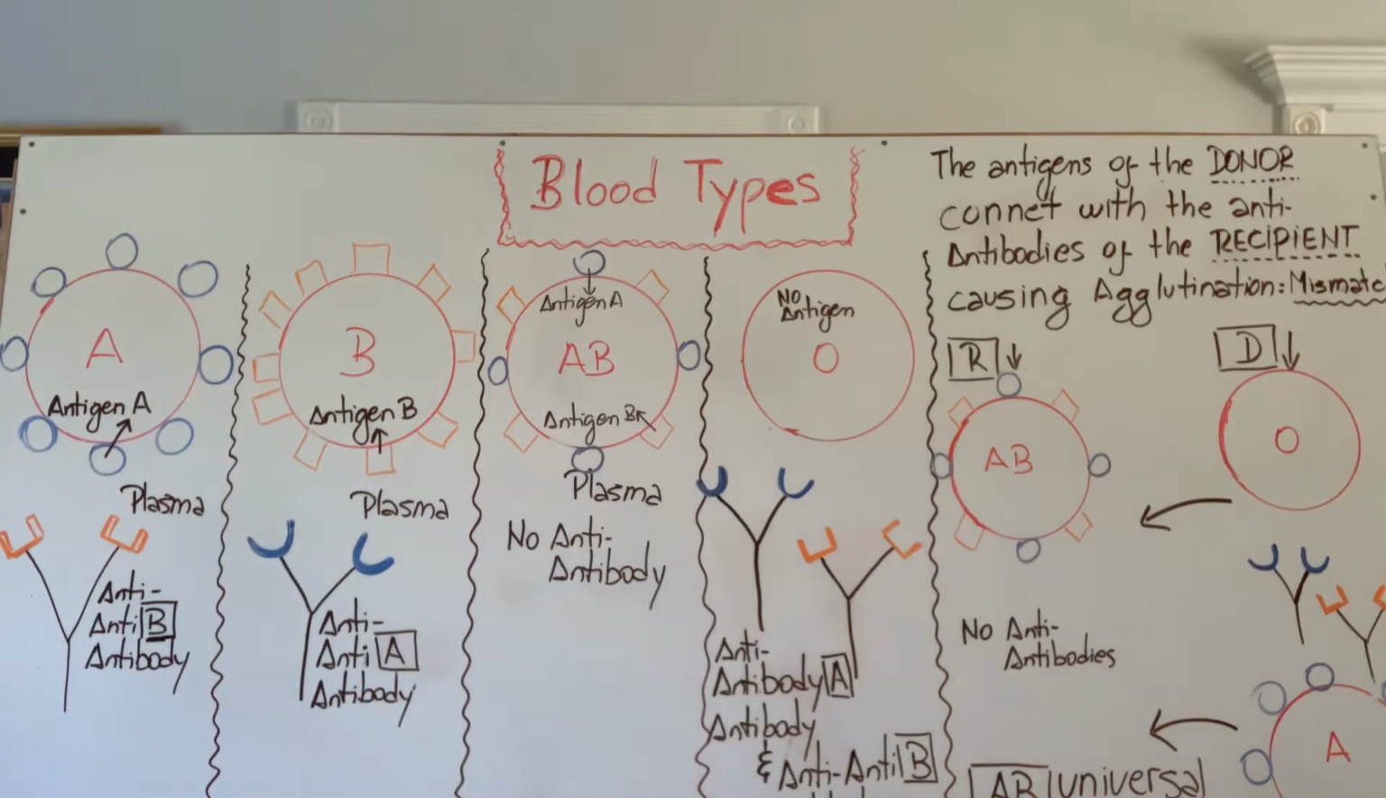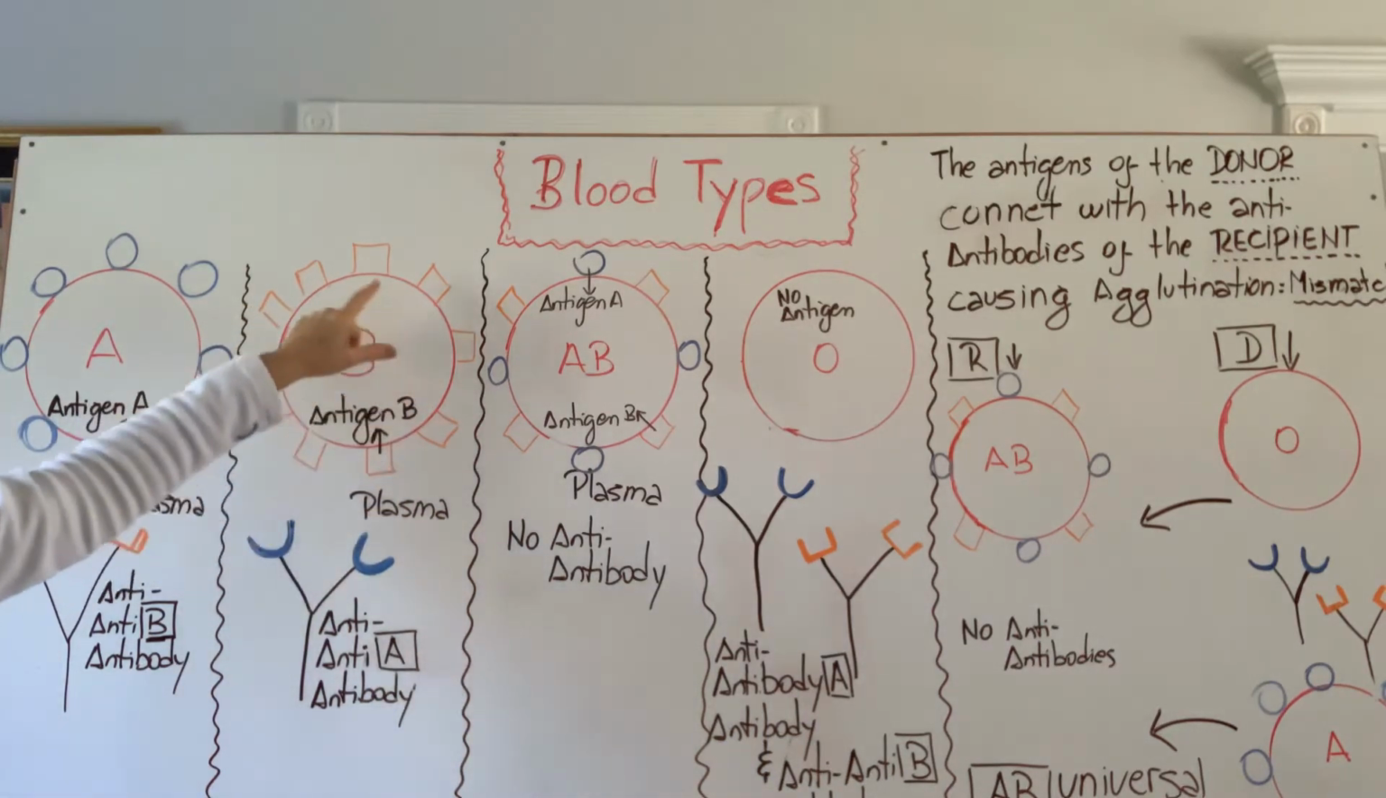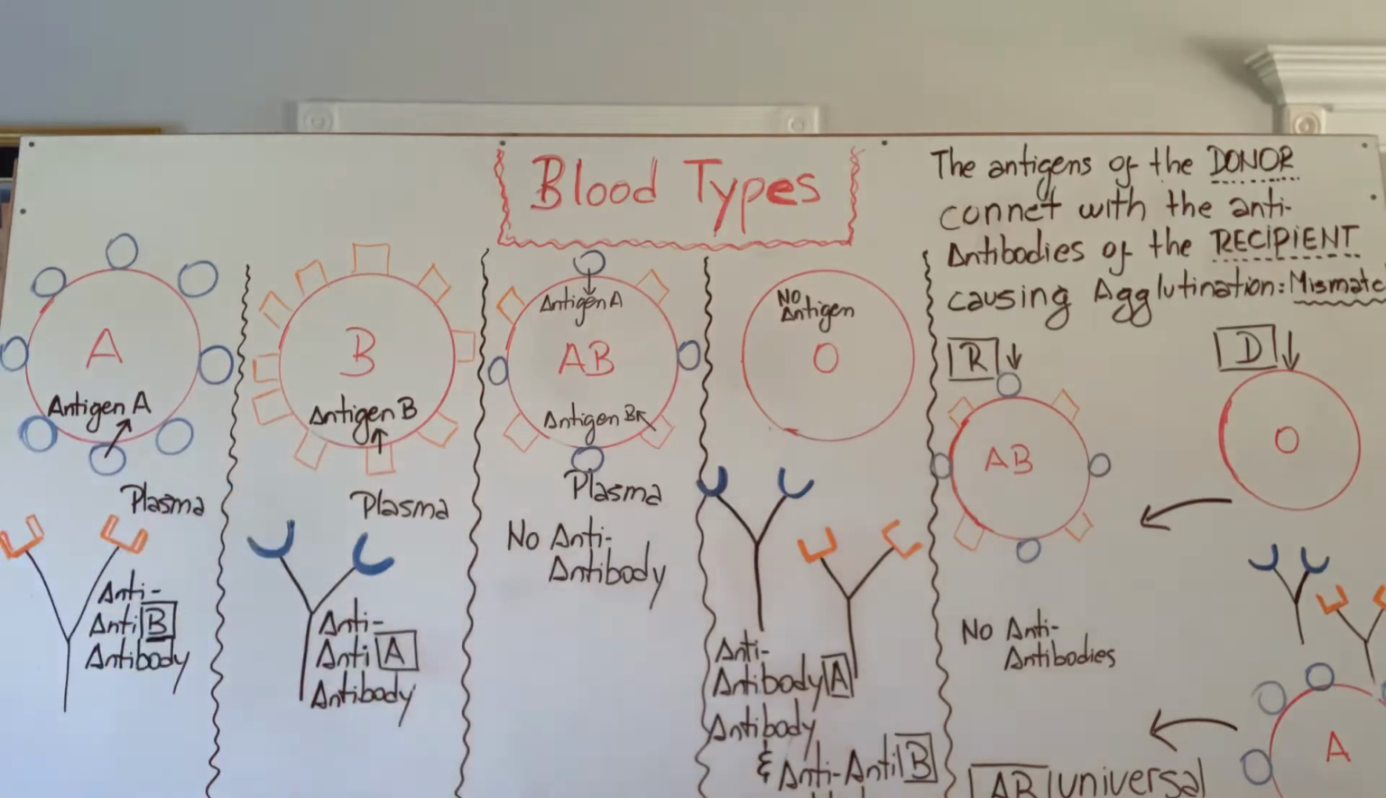So this individual develops antigen A in all the erythrocytes they have in their body. The type B has antigen B. The AB has two types of antigen, antigen A and antigen B. And the type O doesn't have any type of antigen on the surface.